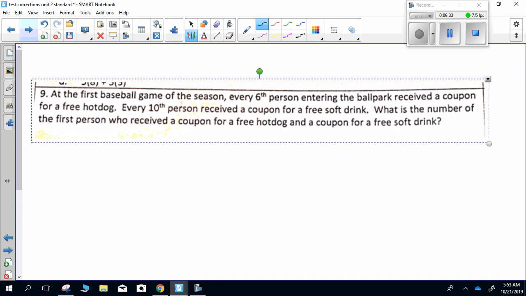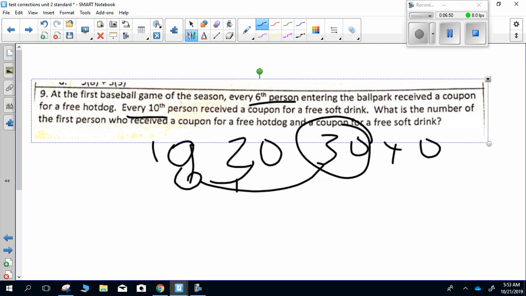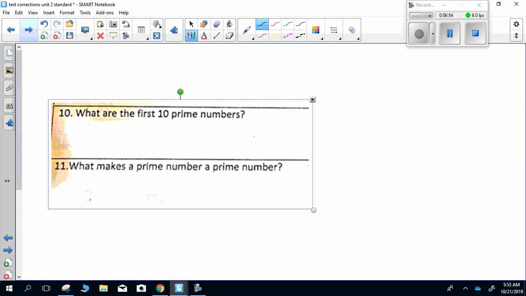Next one, at the first baseball game of the season, every 6th person who enters the park receives a coupon, every 10th person receives a coupon. This is an LCM question. So I've got 10, 20, 30, 40, and we've got 6. 6 goes, no, no, yes, right there. 6 times 5 is 30. So the 30th person is going to receive both.